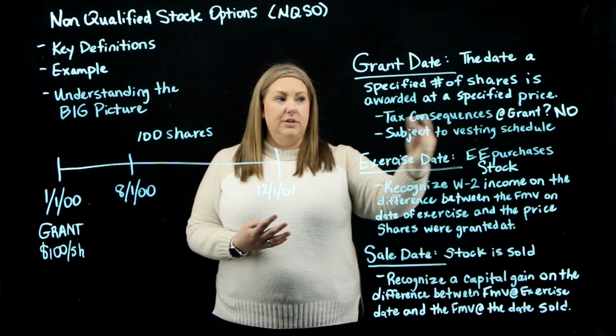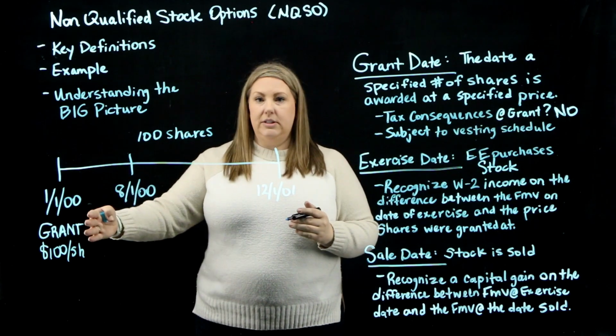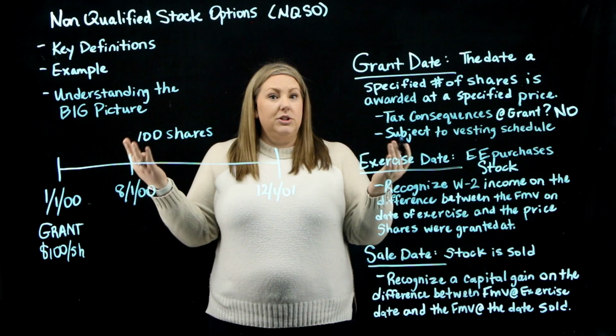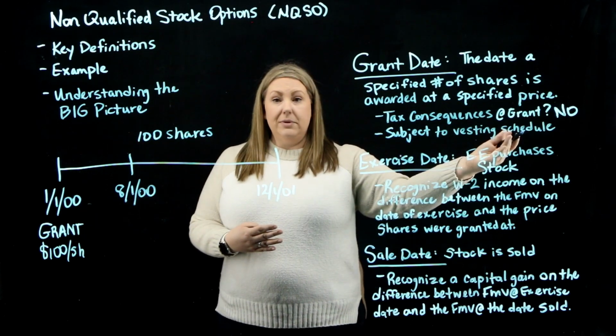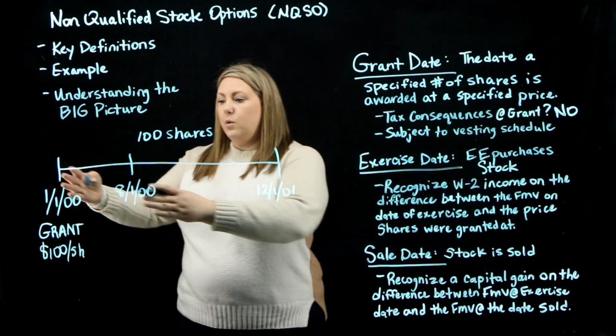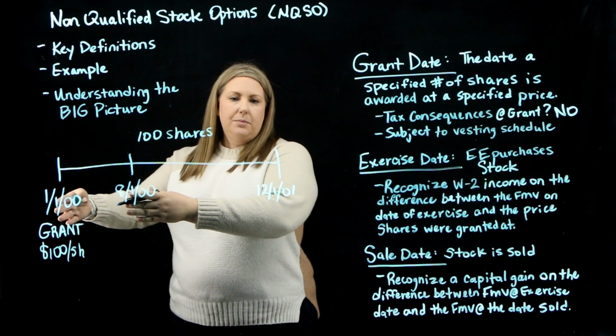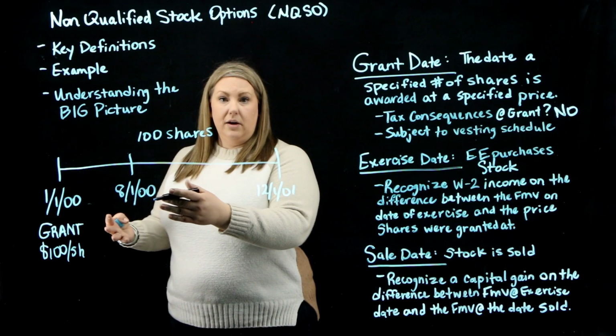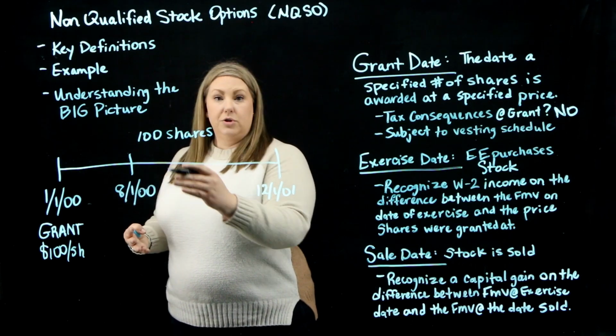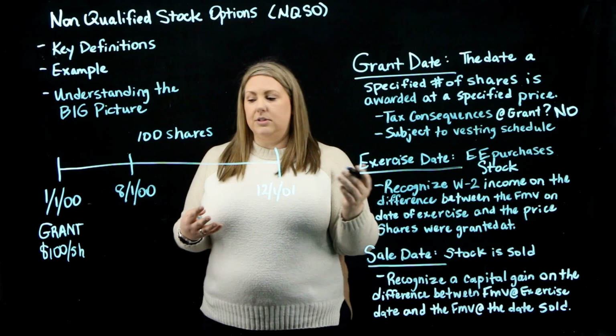Now, we said there's no tax consequences, there's nothing you need to do as of this date because you haven't really gotten anything. Now, you might be subject to the vesting schedule. So now let's assume, and typically it is longer, but let's assume August 1st of that same year, you could actually buy those shares. They're available to be exercised.